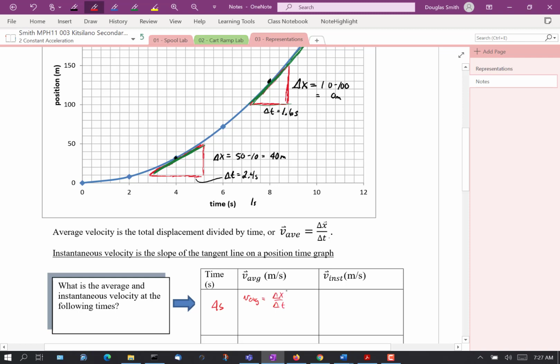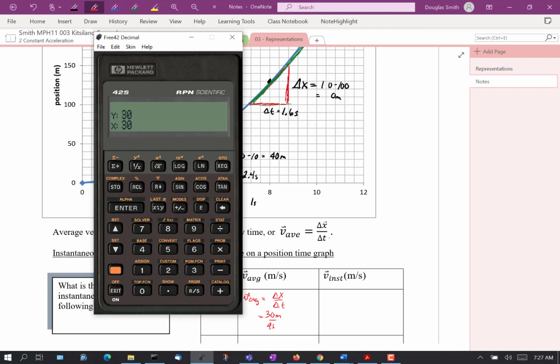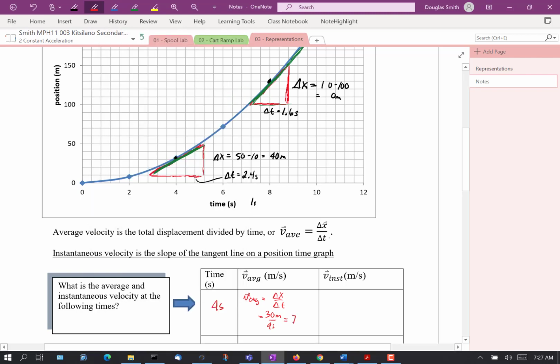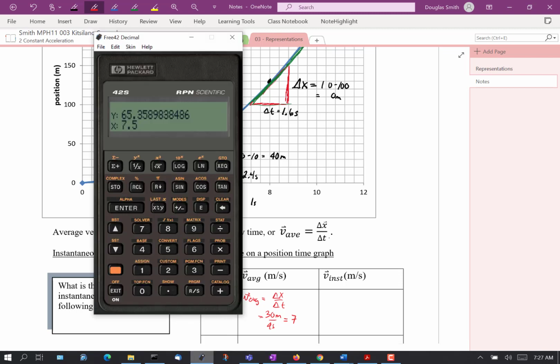I think it looks to me that right at 4 seconds it's traveled 30 meters. So we'll say this is 30 meters divided by 4 seconds. So that is, trusty calculator, 30 divided by 4, 7.5 meters per second. That's the average velocity between 0 and 4 seconds.